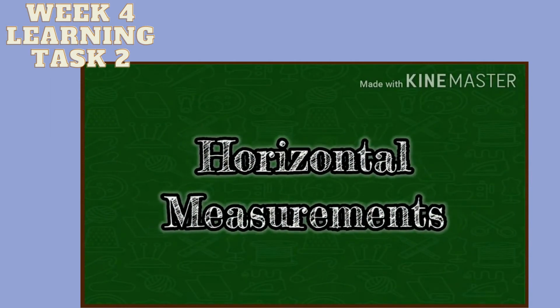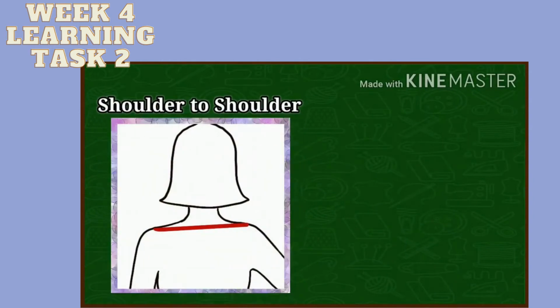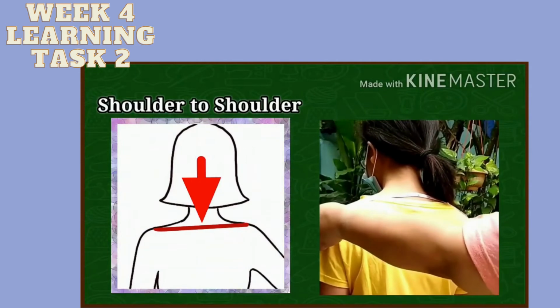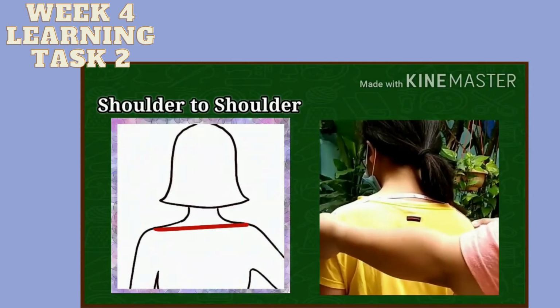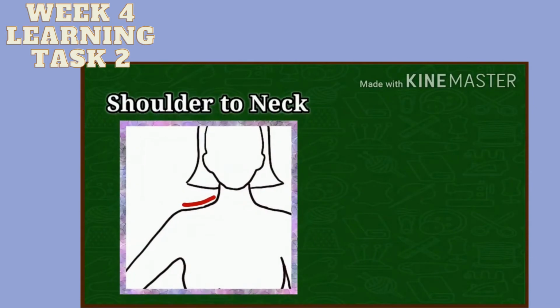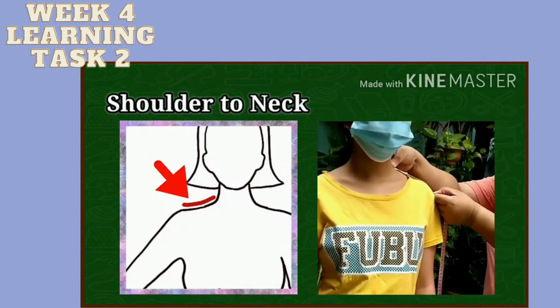Horizontal measurements. Shoulder to shoulder. Measure across the back of the neck from the socket of one shoulder to the socket of the other shoulder. Shoulder to neck. Measure from the base of the neck along the top of the shoulder to the shoulder socket.